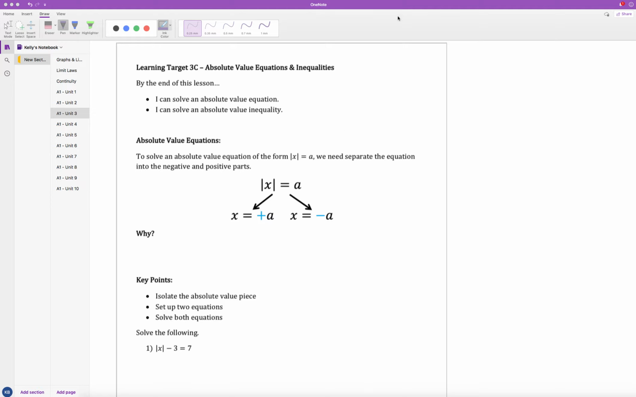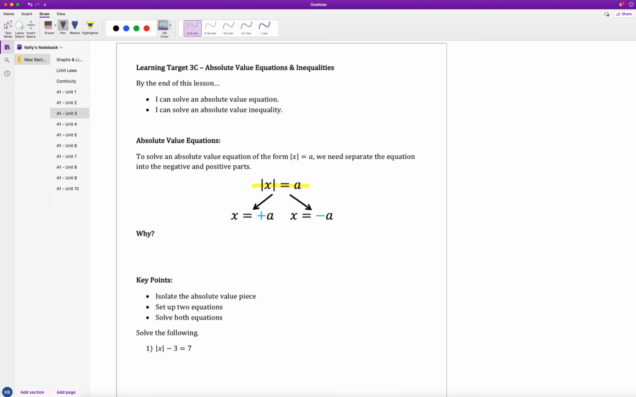So an absolute value equation is an equation of the form absolute value of x equals a. Now, to solve an equation like this, we actually have to separate the equation into the negative and the positive parts. So the absolute value of x equals a is solved by splitting it into the positive part, which says x equals positive a, and the negative part where it says x equals negative a. So for these examples, we will now be getting two answers to go with them.